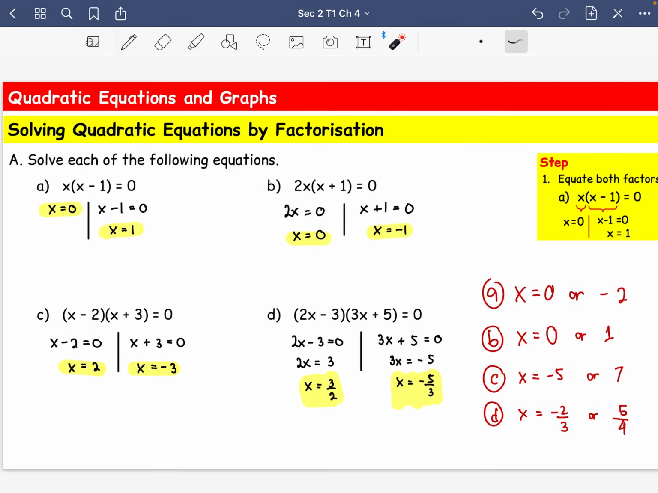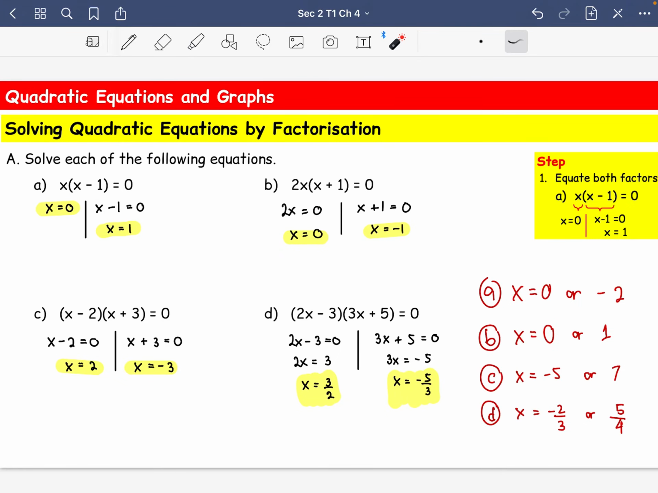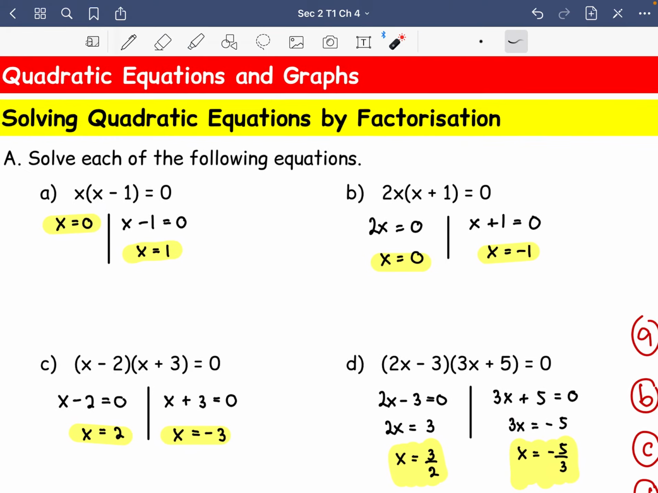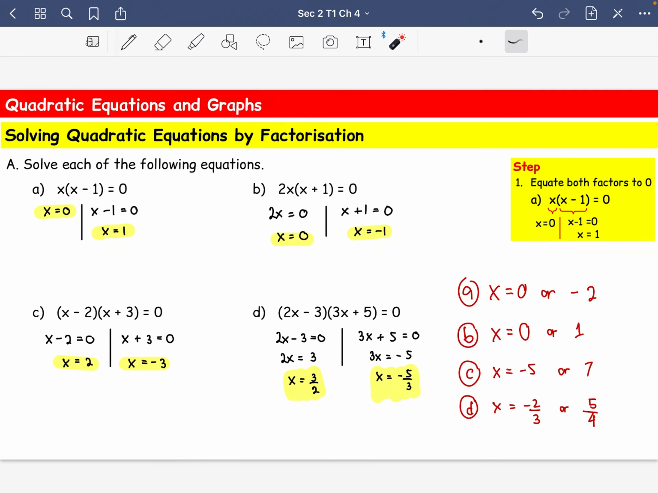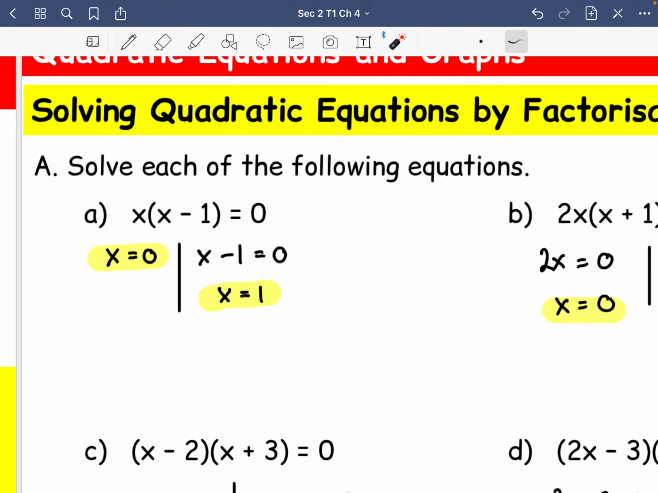For this set of examples, we don't have to factorize anything because these questions here are already the factors of a quadratic equation. So we just need to equate both factors to 0. What do I mean by that?